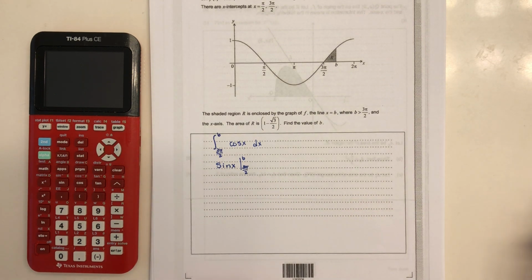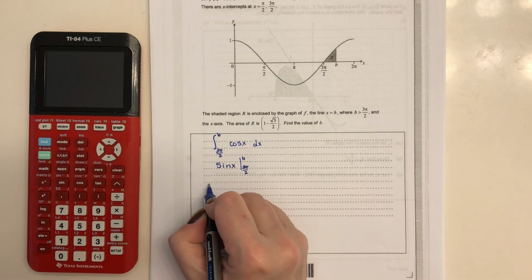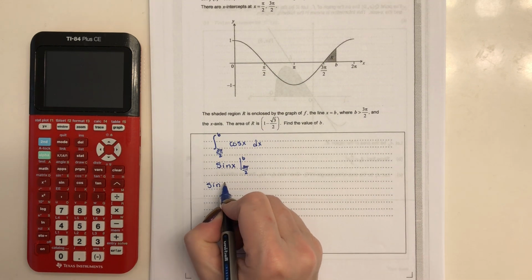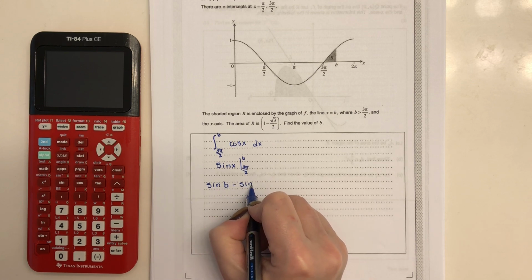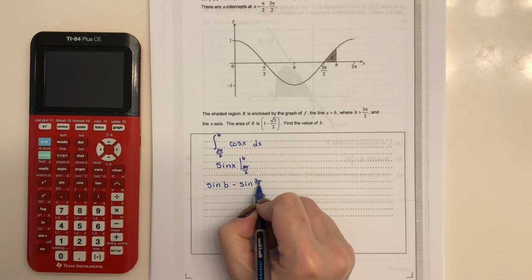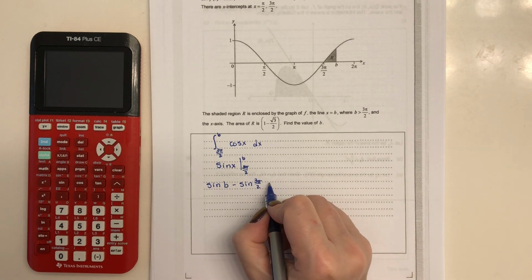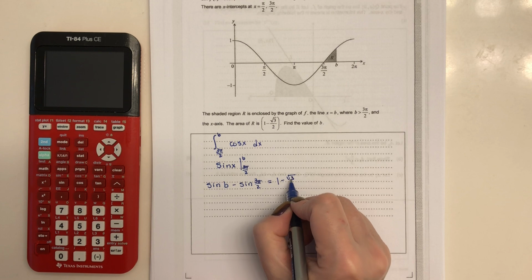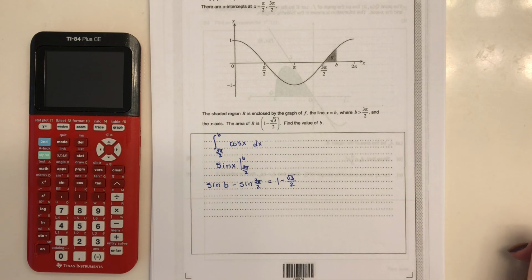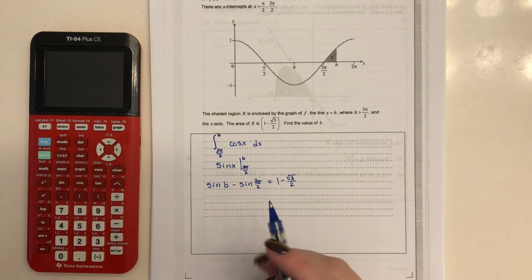All right, so let's see what we end up equal to. So we'll have sine of B minus sine of 3 pi over 2. And that is supposed to be equal to 1 minus square root of 3 over 2. All right, so let's see if we can figure this out.